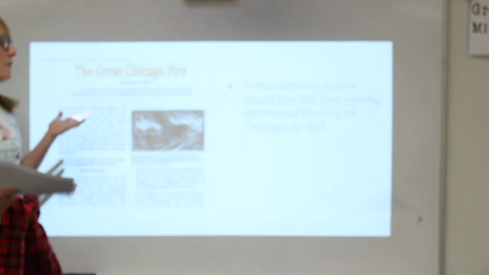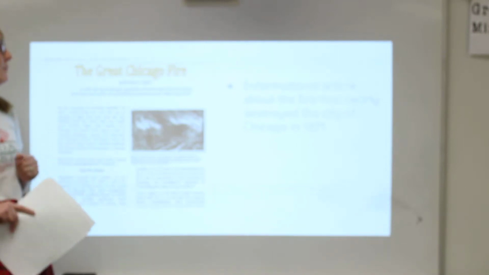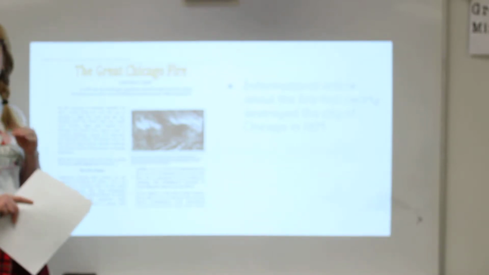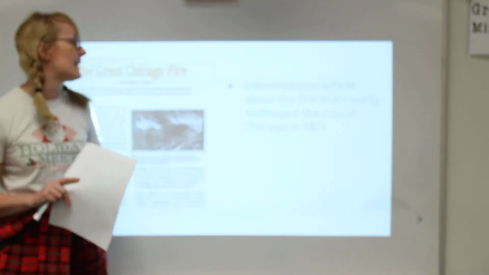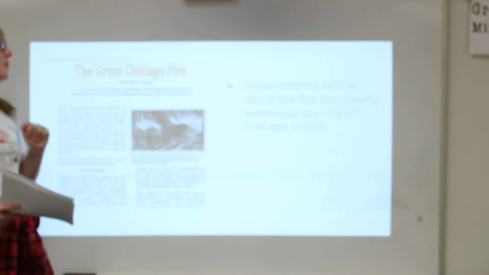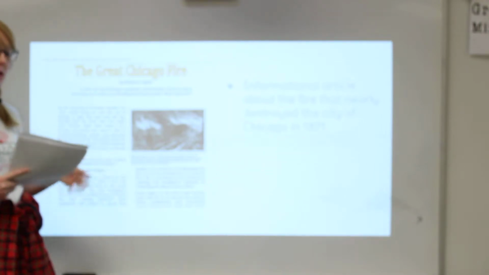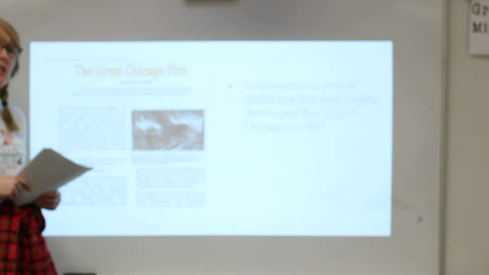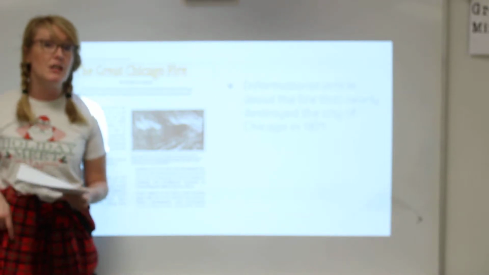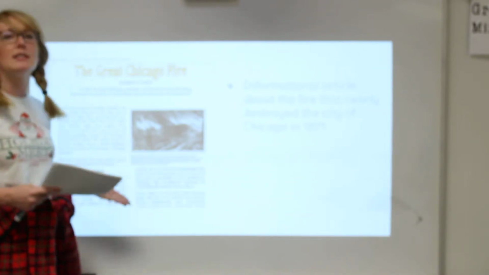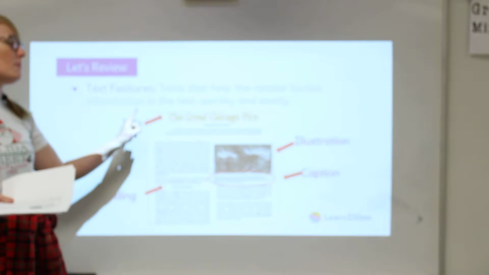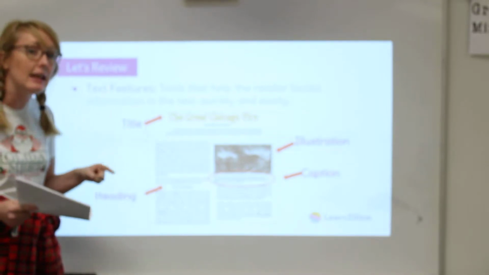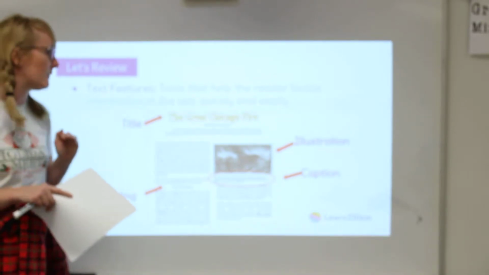This article should be familiar to you. It is an informational article about a fire that nearly destroyed the entire city of Chicago in 1871. Here we can see it was written by Michael A. Signal. And I want to really draw your attention today to all of the text features, because often we ignore text features, but in reality, these are tools that help the reader locate information in the text quickly and easily, and we should never ignore text features.